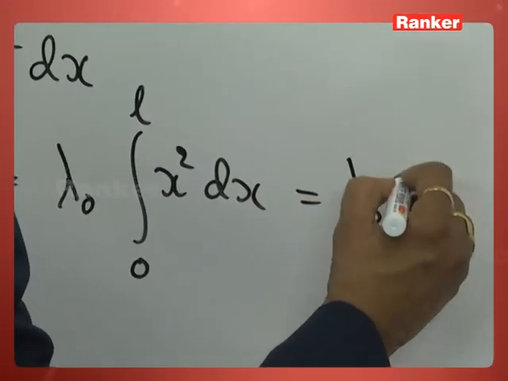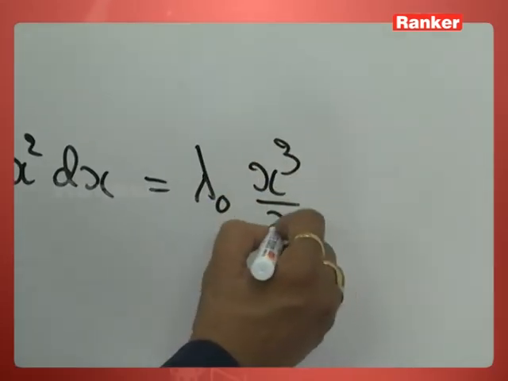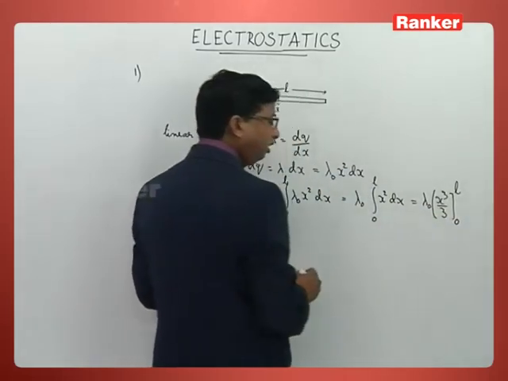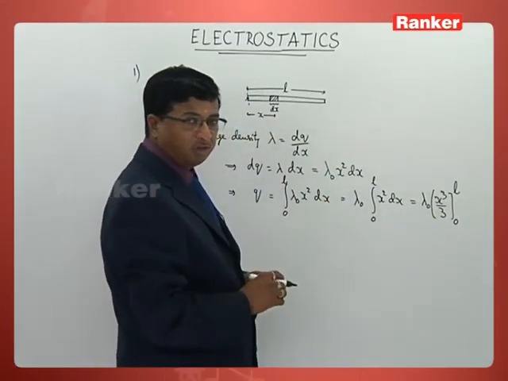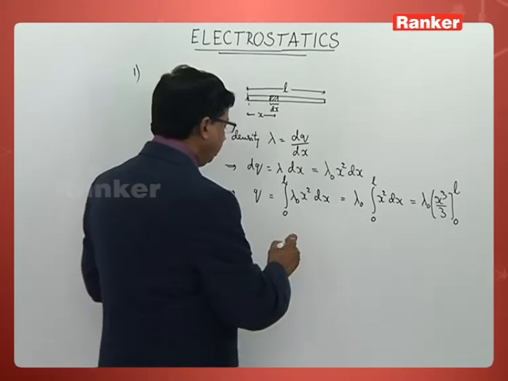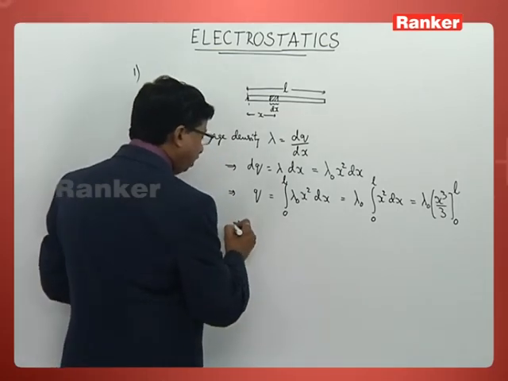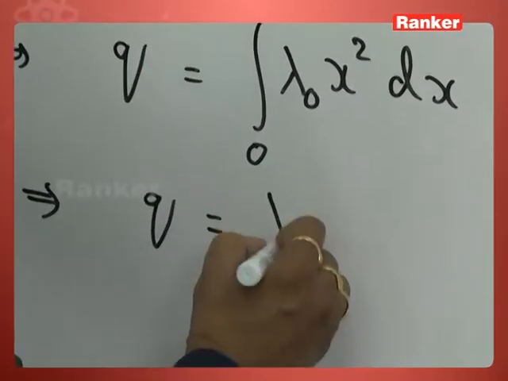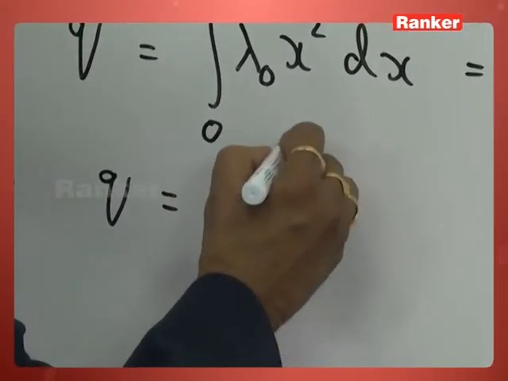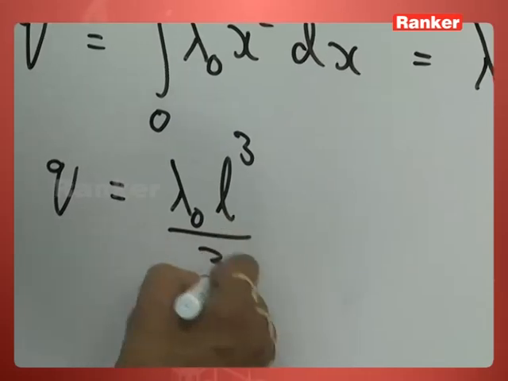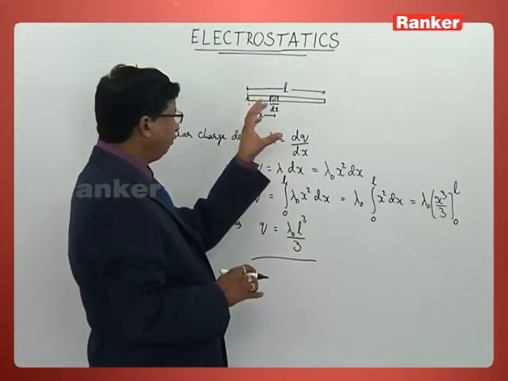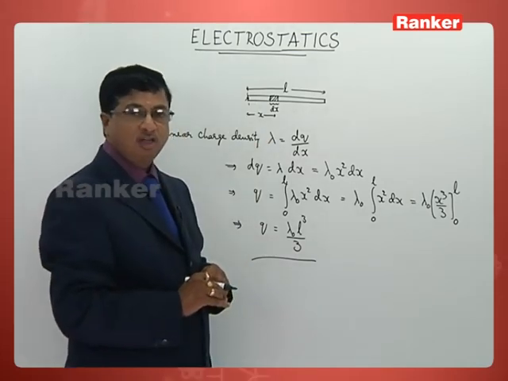So lambda naught x cube by 3 in between the limits 0 and L. Now just substitute the upper limit over there. You will be getting the total charge on that entire length of the rod, that is q, now is going to be lambda naught L cube divided by 3. This is going to be the total charge that is there on the rod as such.